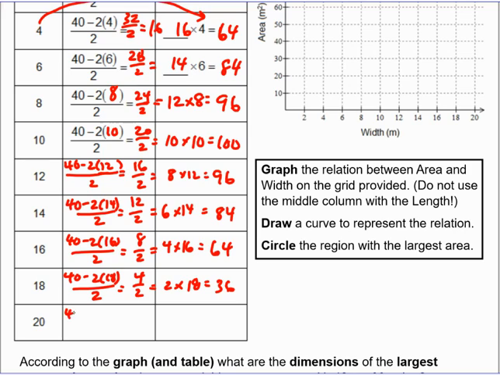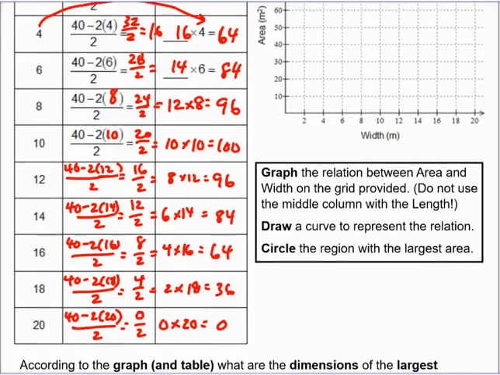So 40 minus 2 times 20, divided by 2. Well, this one's easy. What's 2 times 20? It's 40. So 40 minus 40 is 0, divided by 2, which is 0. So at 20, we have 0. Think about that. That would be a flat fence. 2 pieces of fence back to back.